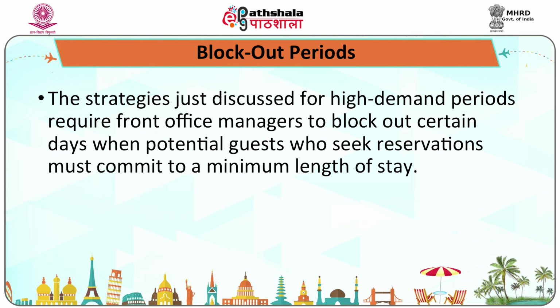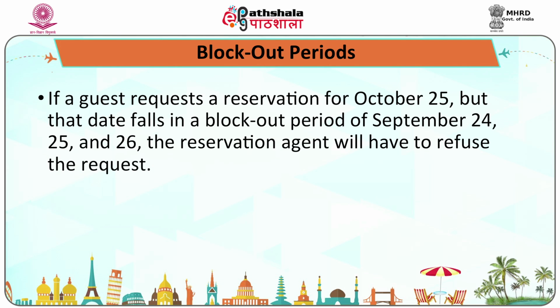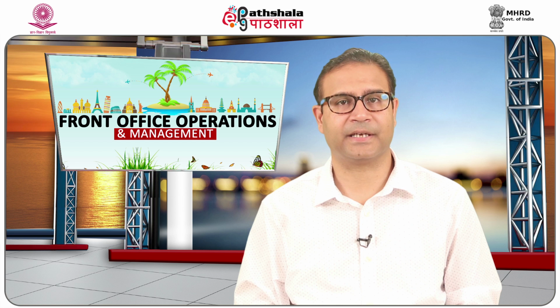Now, blockout periods. The strategy just discussed for high demand periods requires front office managers to block out certain days when potential guests who seek reservations must commit to a minimum length of stay. If a guest requests a reservation for October 25, but that date falls in a blockout period of October 24, 25 and 26, the reservation agent will have to refuse the request. If the guest is willing to commit to all 3 days, then the reservation can be processed.